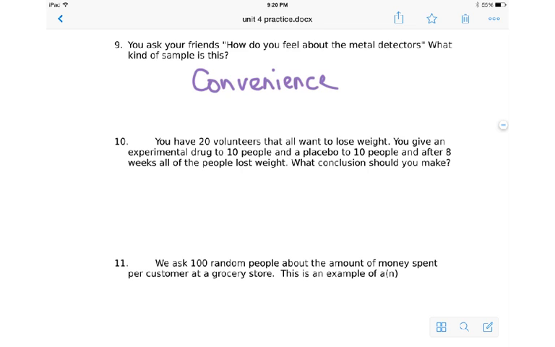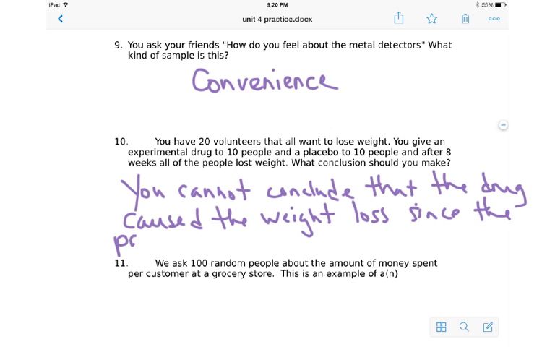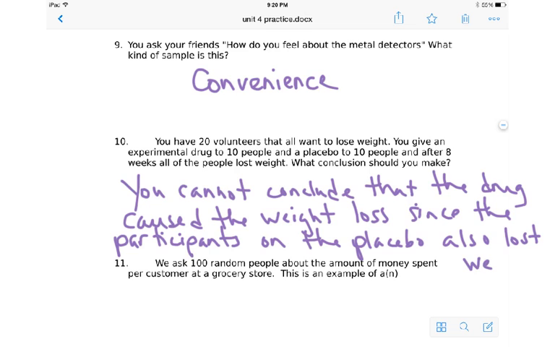So I would probably say, you cannot conclude that the drug caused the weight loss since the participants on the placebo also lost weight. It basically explains what happened and it's in a complete sentence.